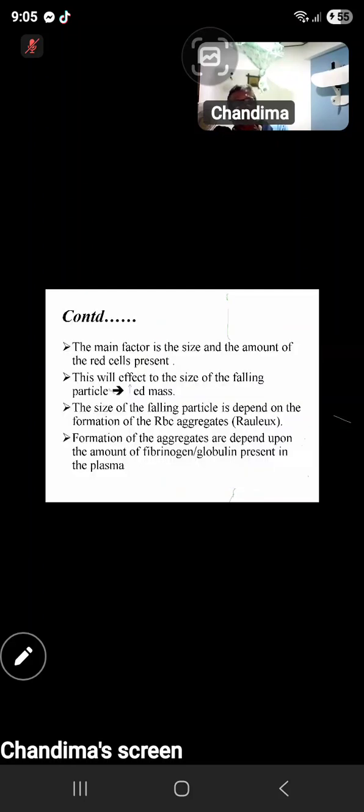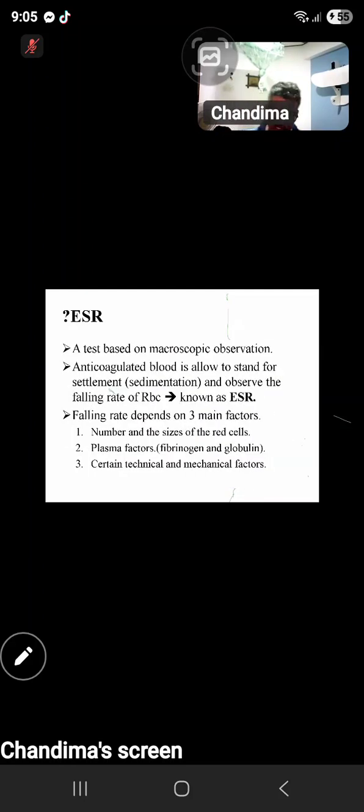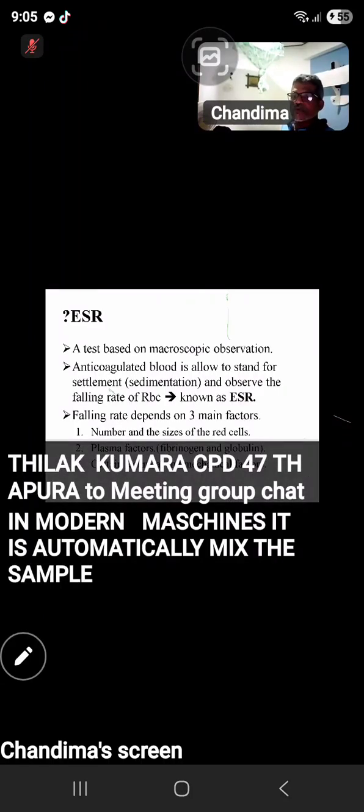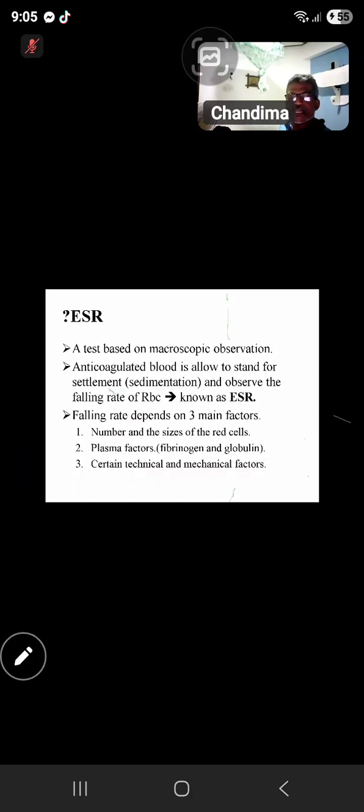The next one is the ESR, or erythrocyte sedimentation rate. This is a very simple, non-specific test. In this one, we have to mount a blood sample and wait for 1 hour to see the rate at which the red cells fall down. So this is named the erythrocyte sedimentation rate. This is a non-specific test.